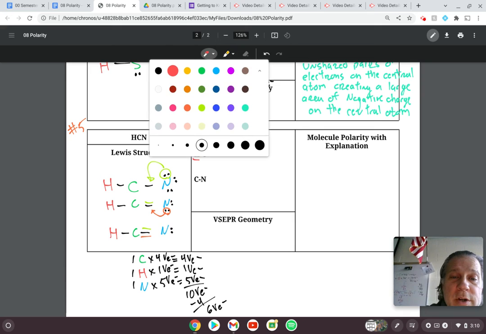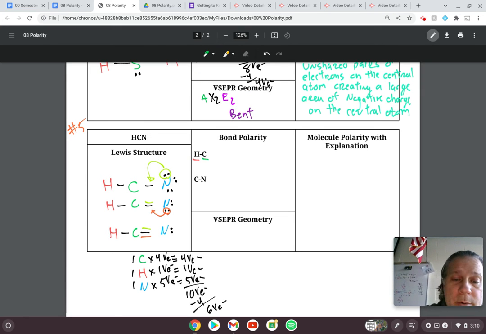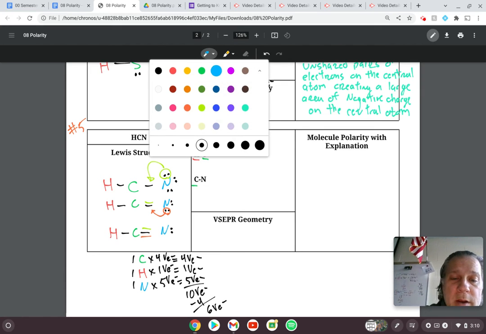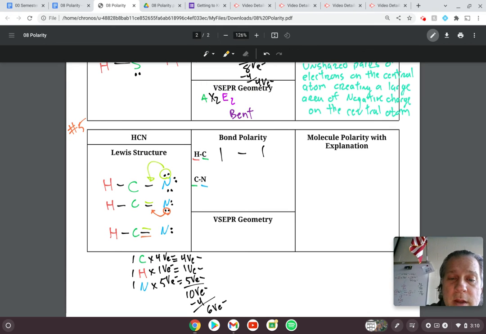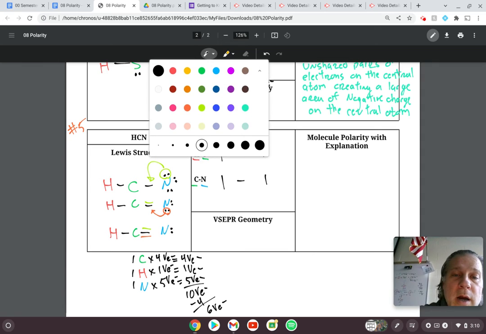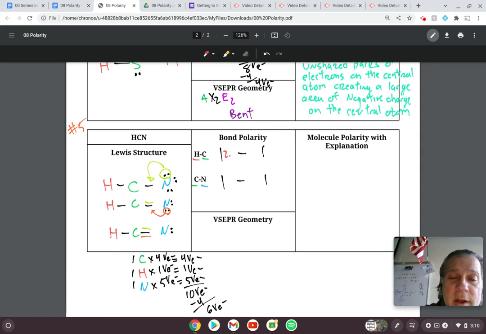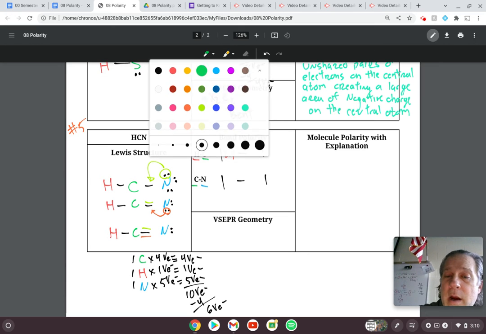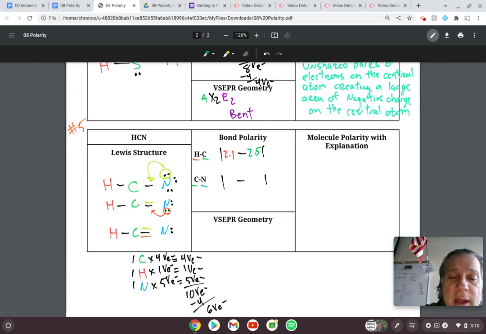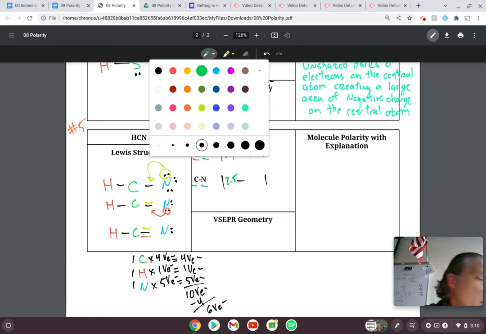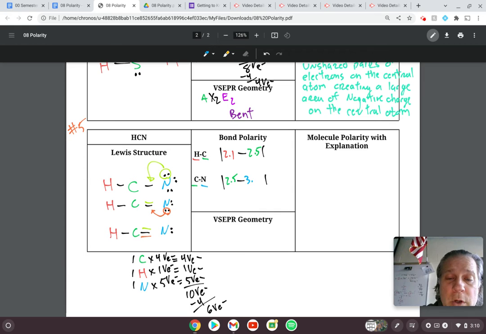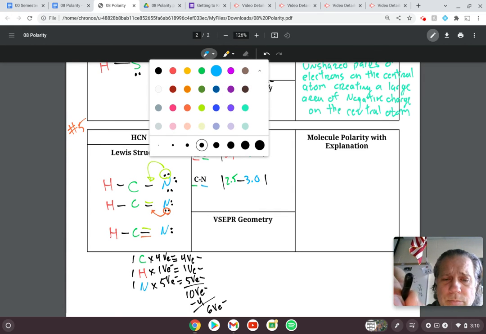Now we need to go and identify the types of bonds present. So we have hydrogen and carbon, and we have carbon and nitrogen. So I'm going to set this up where I'm going to identify my electronegativity differences. So hydrogen has an electronegativity value of 2.1. Carbon has an electronegativity value of 2.5. Nitrogen has an electronegativity value of 3.1 or 3.0.